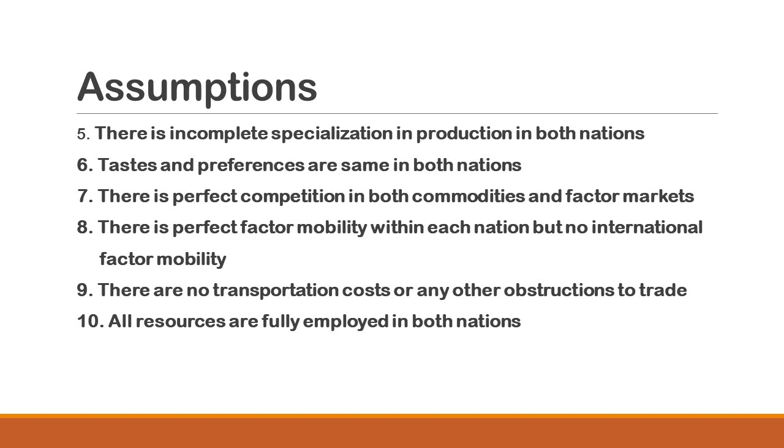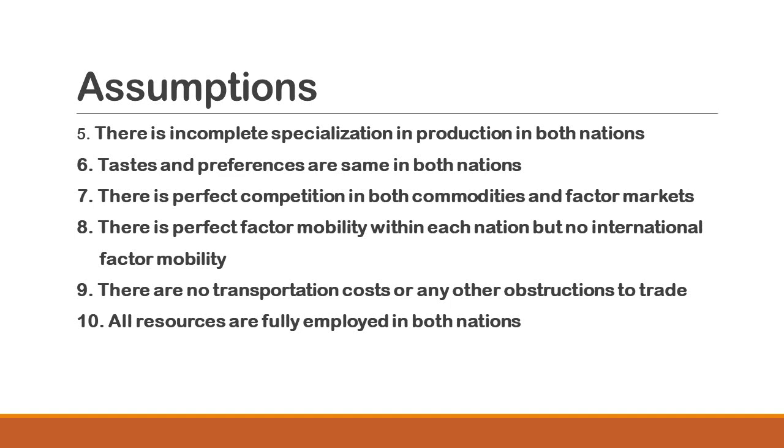And the other assumption is that tastes and preferences are the same in both nations. Another assumption is that there is perfect competition in both the commodity market and the factor market. The model assumes the presence of perfect competition in both factor market and commodity market.